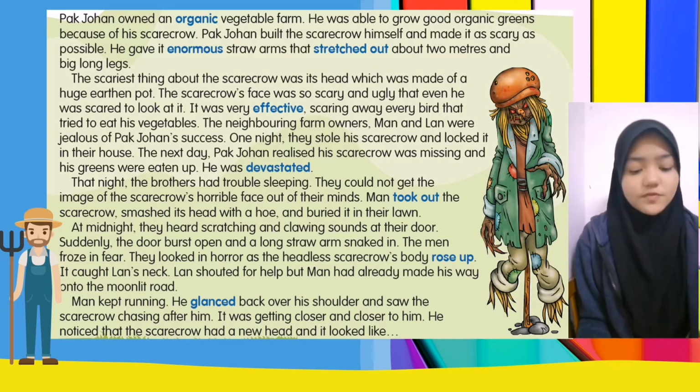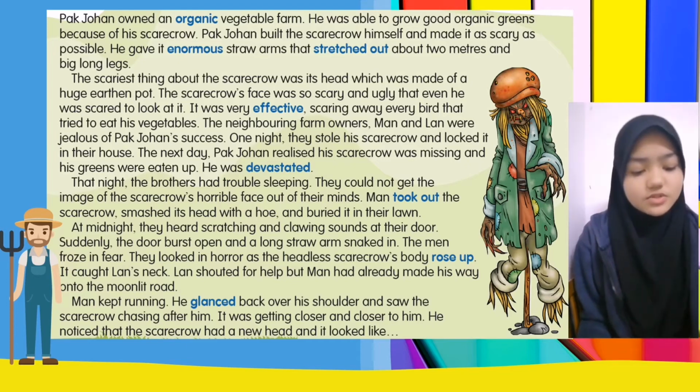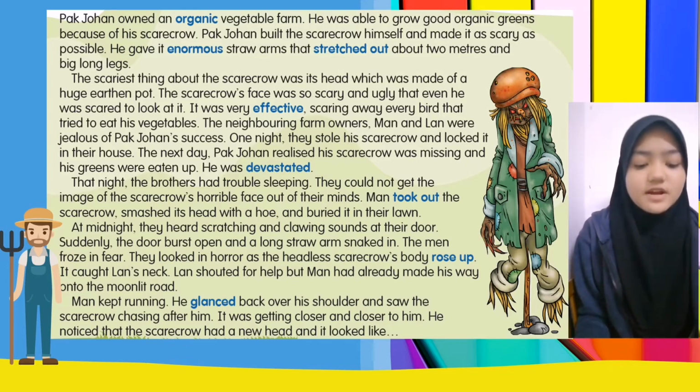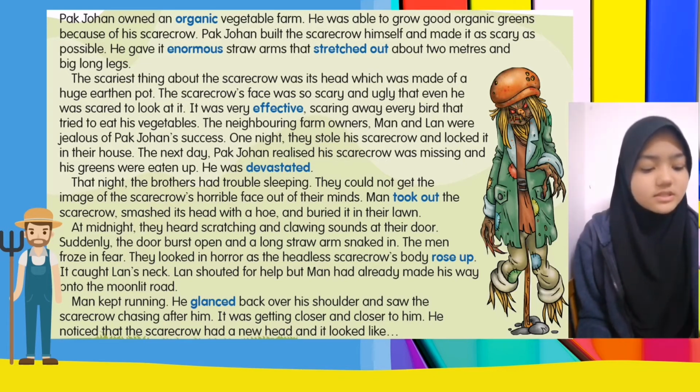The scarecrow's face was so scary and ugly that even he was scared to look at it. It was very effective, scaring away every bird that tried to eat his vegetables. The neighboring farm owners, Men and Lan, were jealous of Pak Johan's success. One night, they stole his scarecrow and locked it in their house.